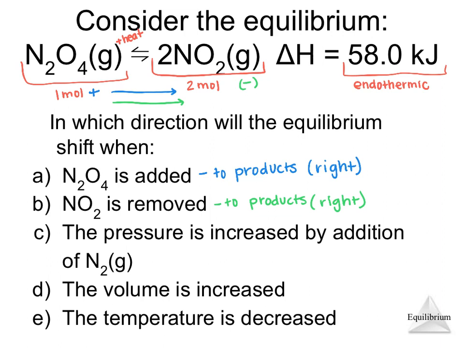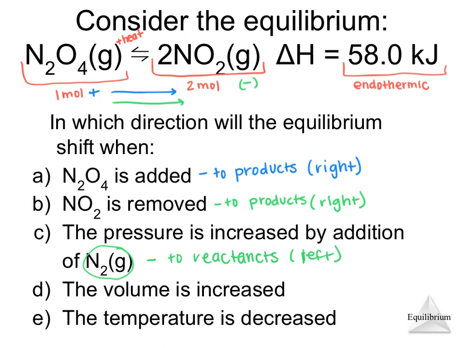Okay. The pressure is increased by addition of N2. So in this example, the N2 is not a reactant or a product. So it's being put in there and it's only changing the pressure. So if we increase the pressure, the whole system wants to get back to equilibrium. So we're going to move towards the side that has the lower number of moles of gas. So this is going to push us to the reactants, which is to the left.